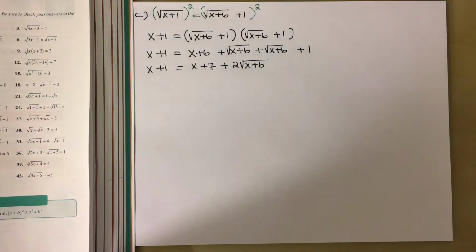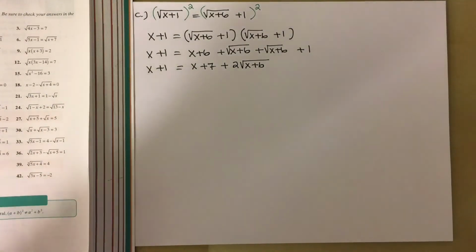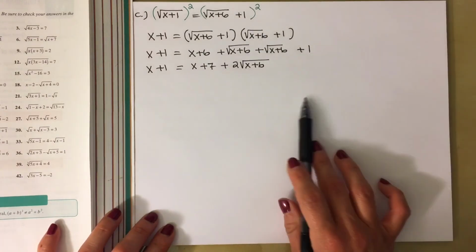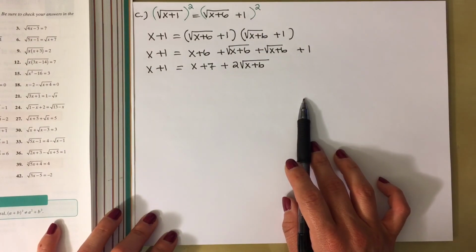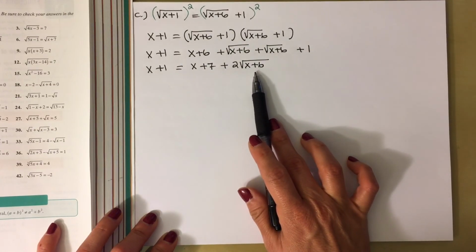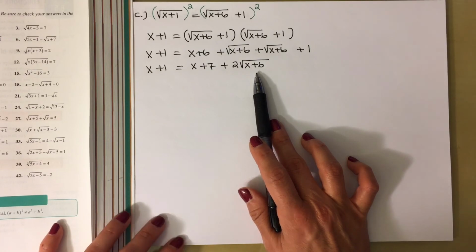Since we still have a square root, okay, the whole purpose of squaring is to get rid of all the square roots. We only got rid of one of them. I still need to get rid of this second square root, and so we have to go through steps 1 through 3 one more time.